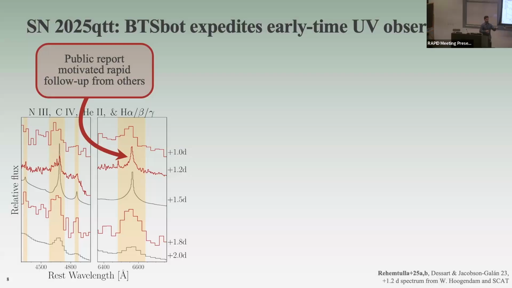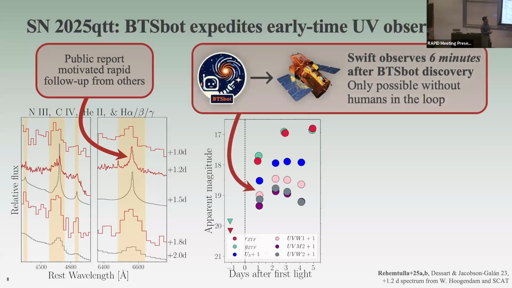And so all of our reports are instantaneously and automatically reported to the public, and this is clearly helping others beyond our group help get really exciting data on these phenomena as well. But the real highlight here so far is the fully autonomous communication with the Swift Space Telescope. Following the automatic discovery, BTS bot triggered Swift to get near instantaneous follow-up, and just 6 minutes later, Swift is on target and collecting UV photons from the supernova.